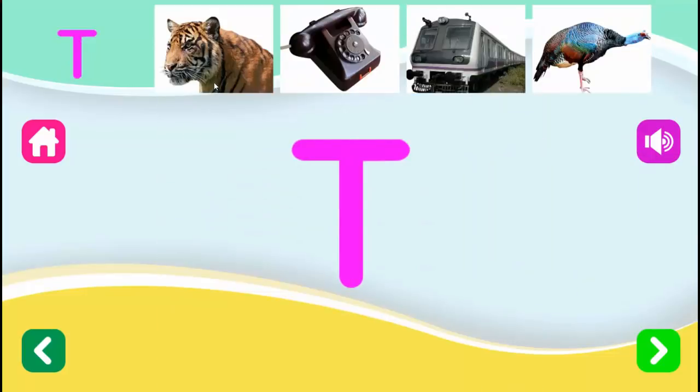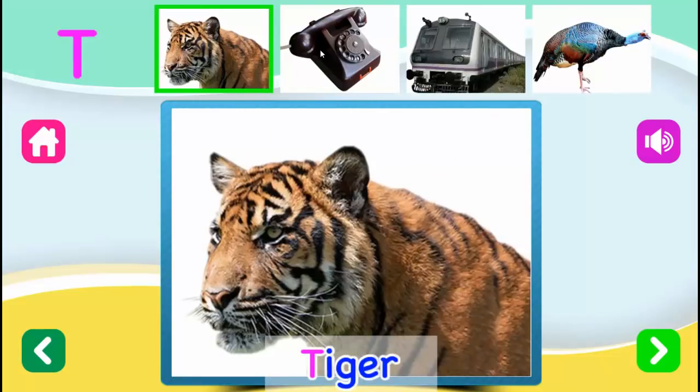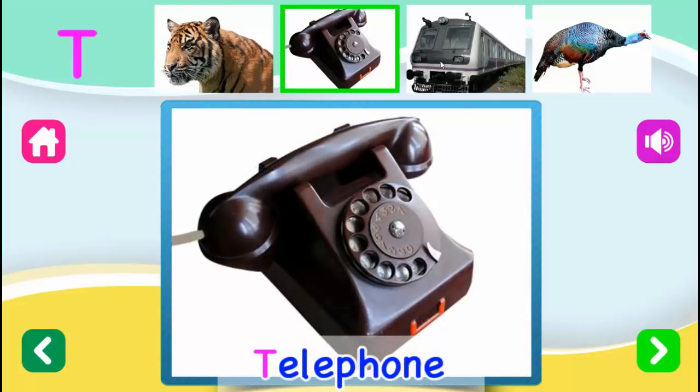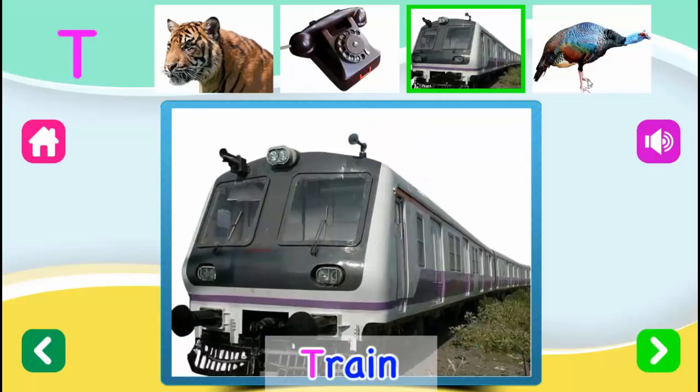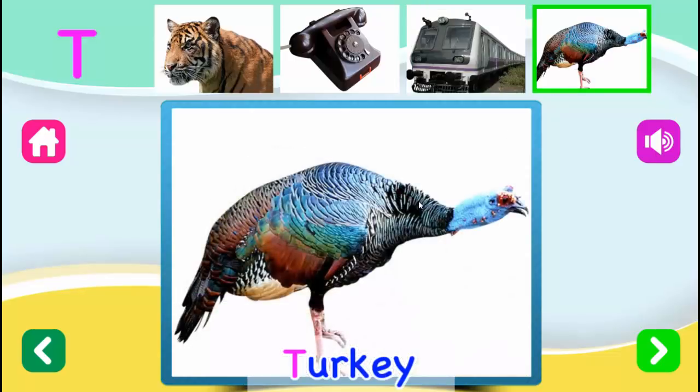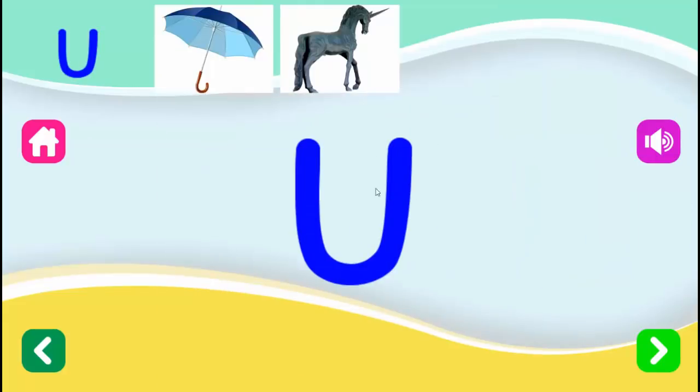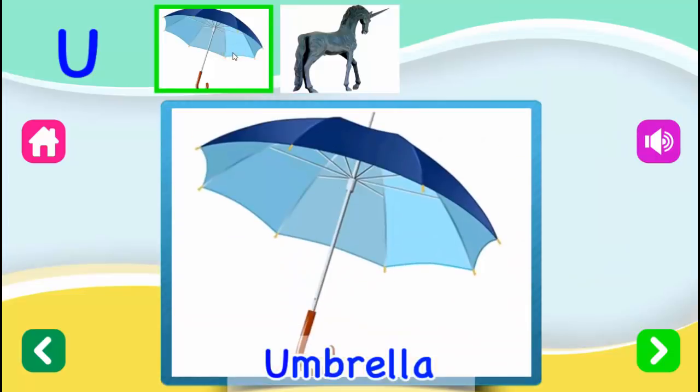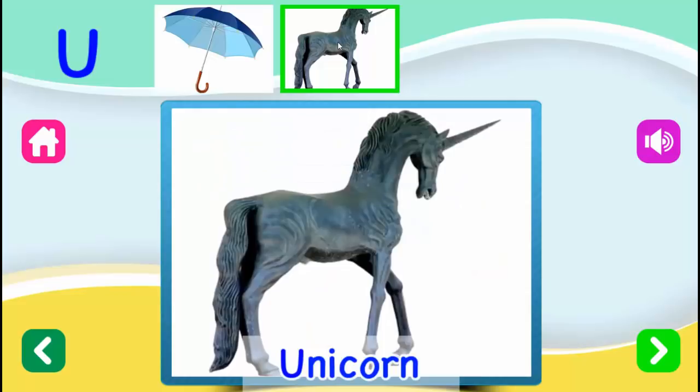T. T as in tiger. T as in telephone. T as in train. T as in turkey. U as in umbrella. U as in unicorn.